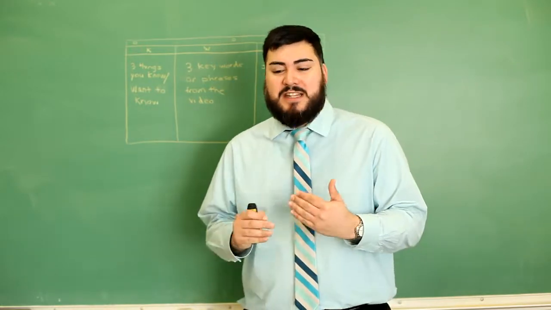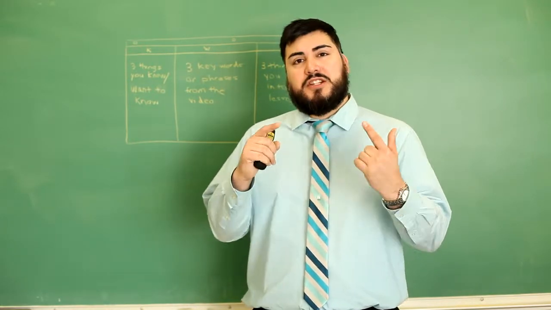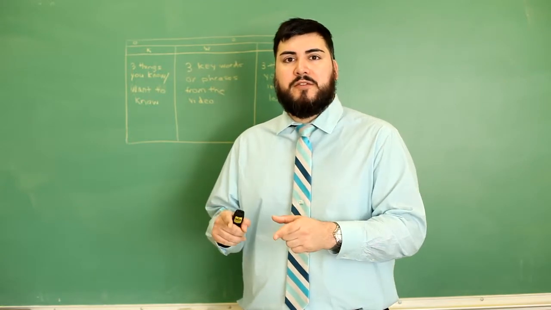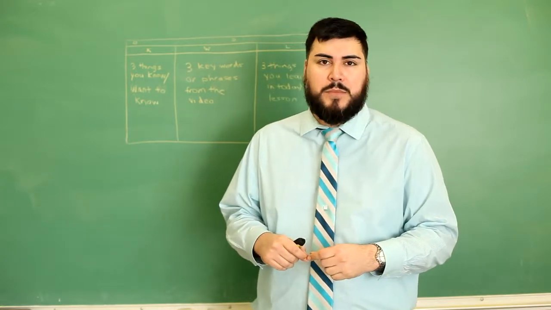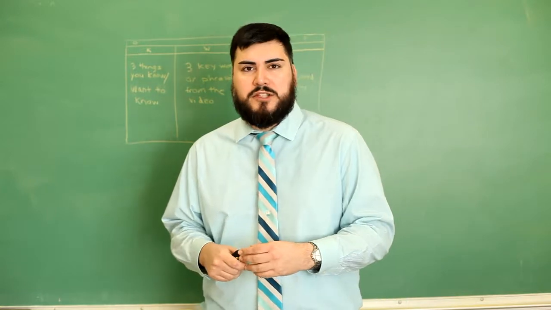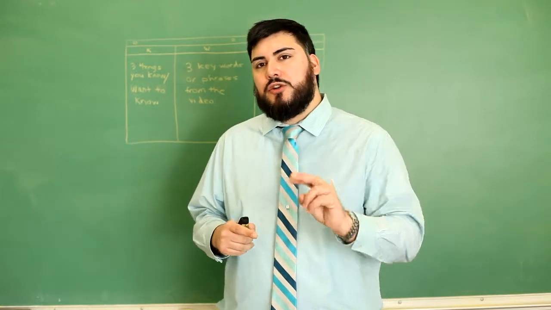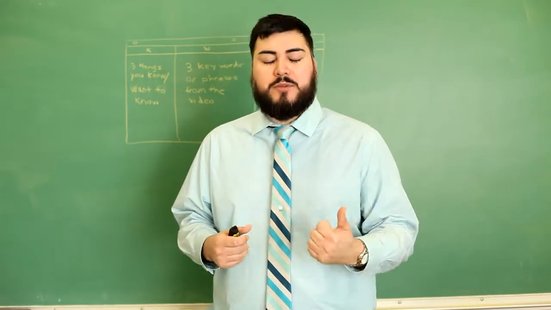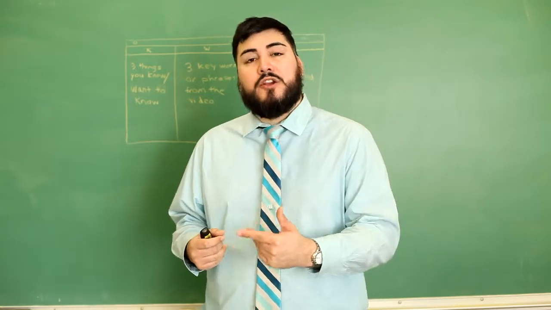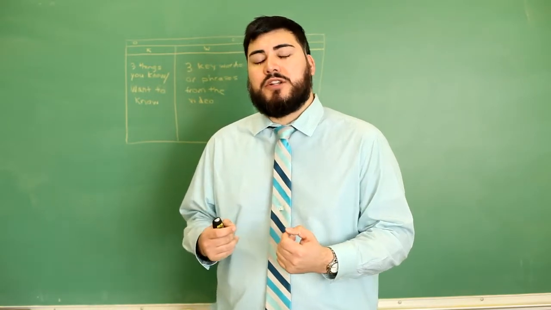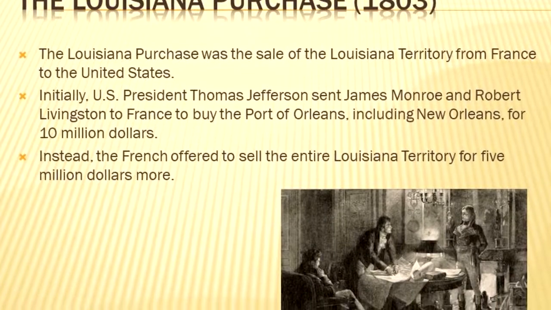It took place in 1803. It was the sale of the Louisiana Territory by the French to the United States. The United States President at the time was Thomas Jefferson, and he sent 2 officials, James Monroe and Robert Livingston, to France to negotiate the purchase of New Orleans for $10 million.